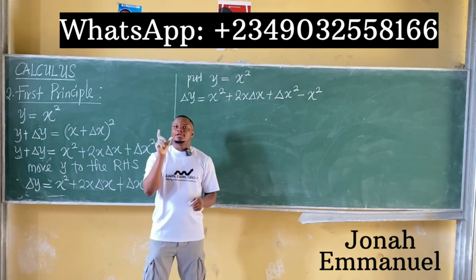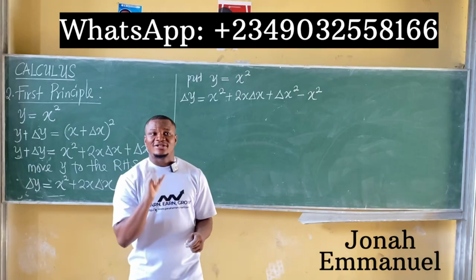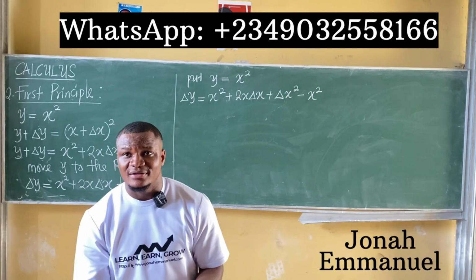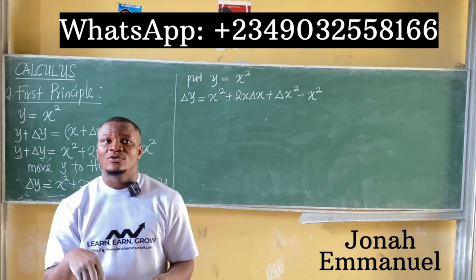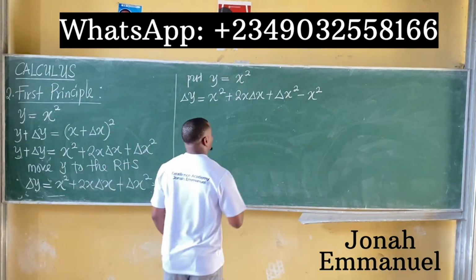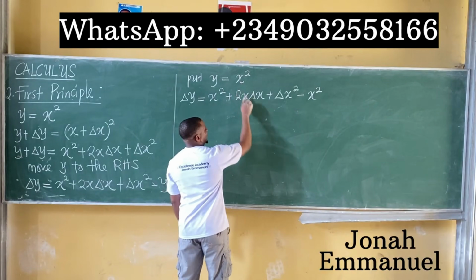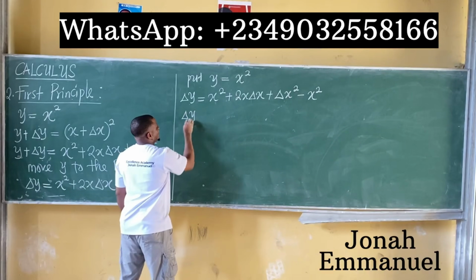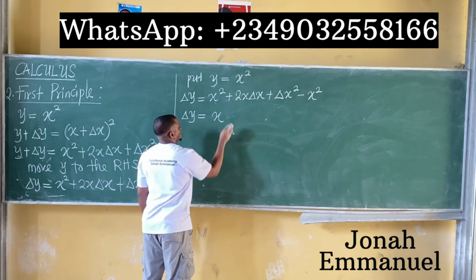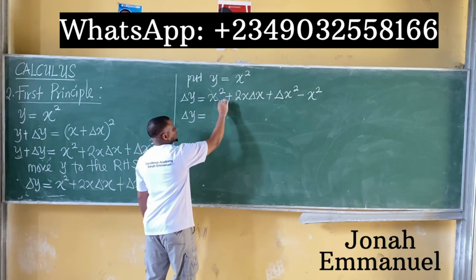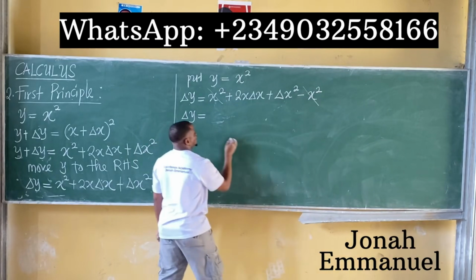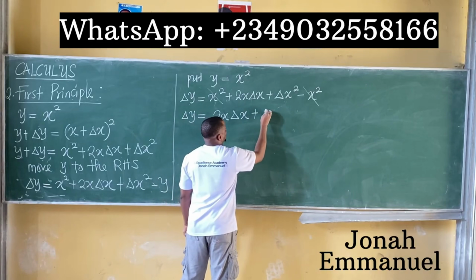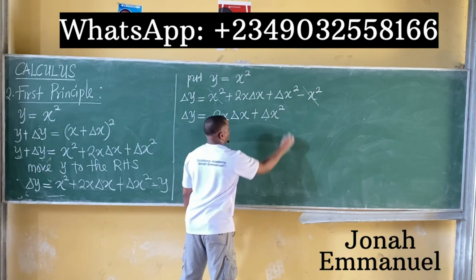Listen, the way you know that you're on the right track when it comes to first principle is that after substituting, the terms you substituted will cancel out. Which term did I substitute here? X squared. X squared will cancel out this. So change in y is equal to, from here, x squared will cancel x squared. I'm left with 2x change in x plus change in x squared.